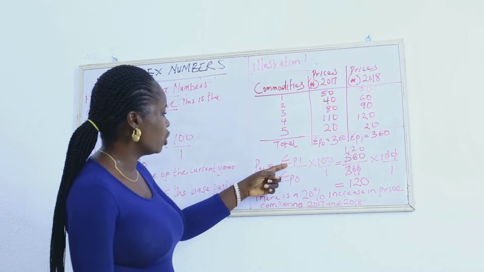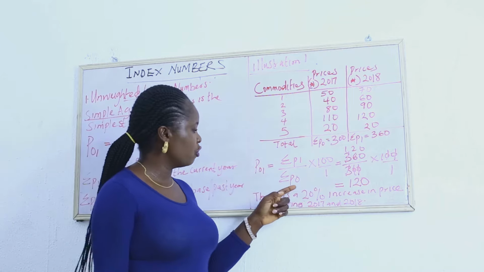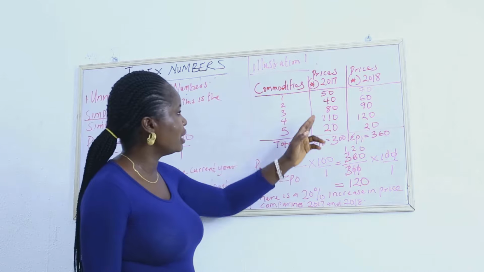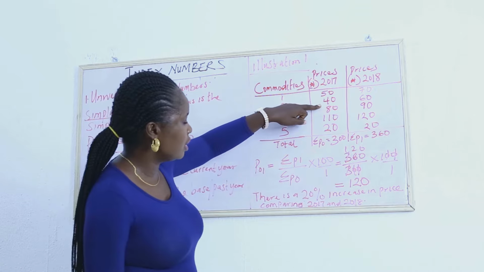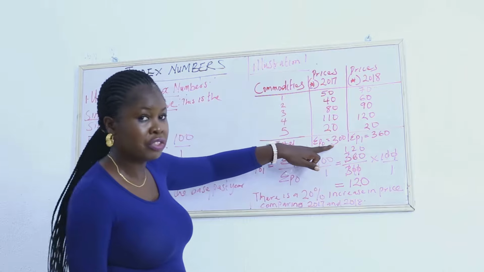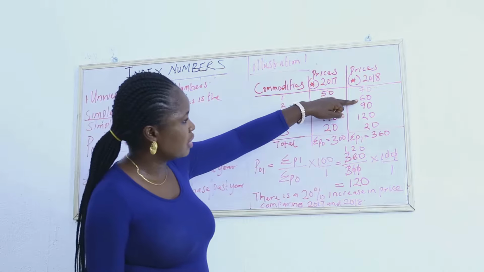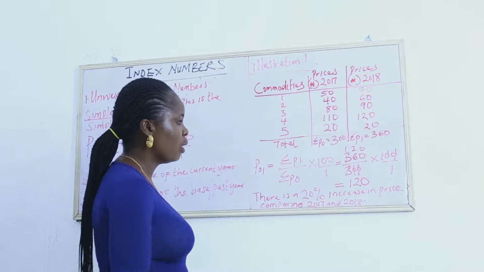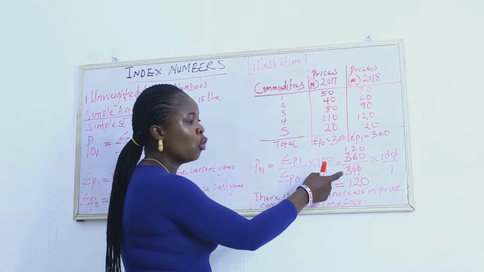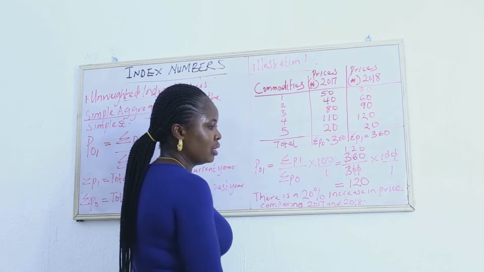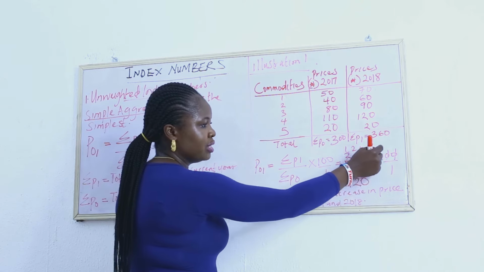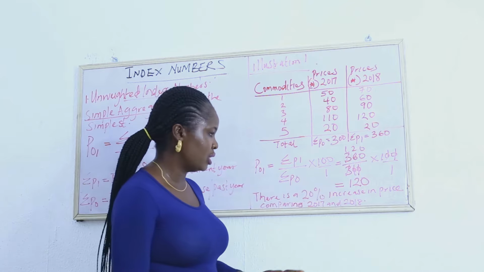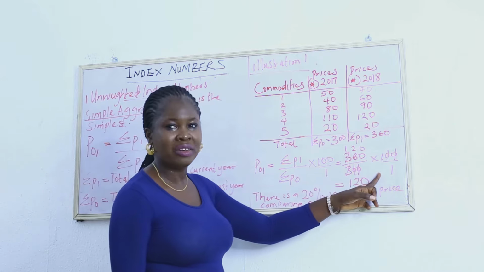Then the formula says summation of P1 all over summation of P0 times 100 all over 1. Like we said, it is the simplest. Adding all this together, this plus this plus this plus this plus this will give us 300. Then 70 plus 60 plus 90 plus 120 plus 20 will give us 360. Then putting it into the formula, we have 360 all over 300 times 100. Then the 0 here will cancel 0 here, 0 here will cancel 0 here. Then 360 divided by 3, that is 120. So our answer is 120.